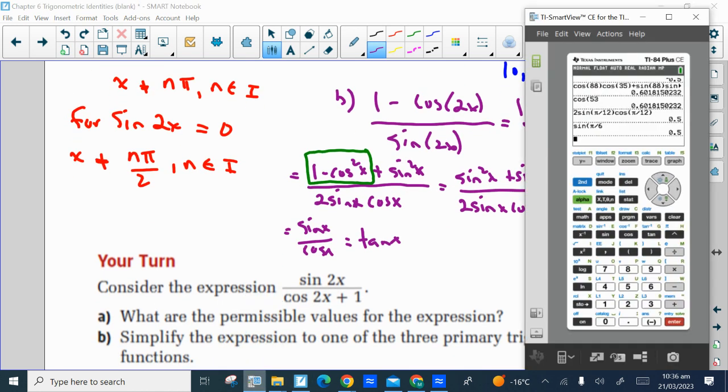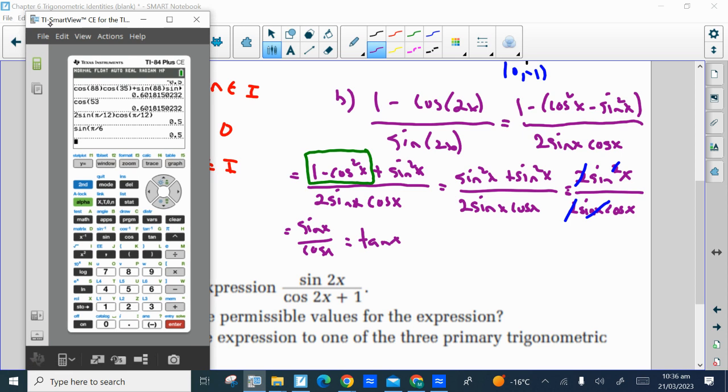We've done this before by showing that the graphs would be the same. So the original expression, in brackets to keep my numerator together, is 1 minus cosine of 2x. Close the bracket on the 2x, close the bracket on the numerator. That's divided by sine 2x. That should be the same as the graph of tan x, because that's what we found.